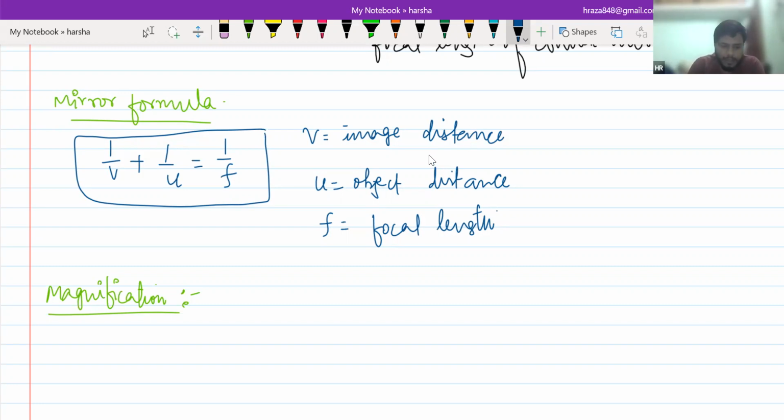So I am going to define it. Magnification produced by a mirror is the relative extent to which the image of an object is magnified with respect to the object.